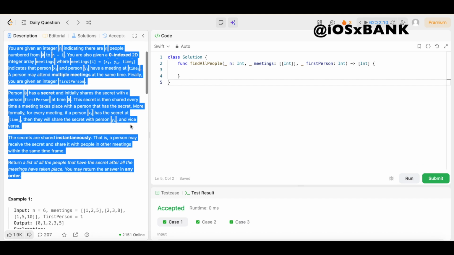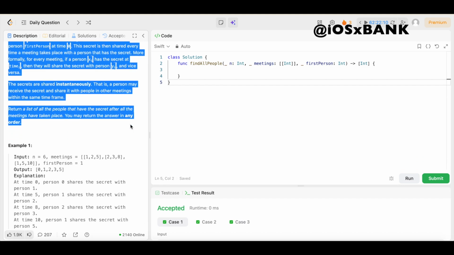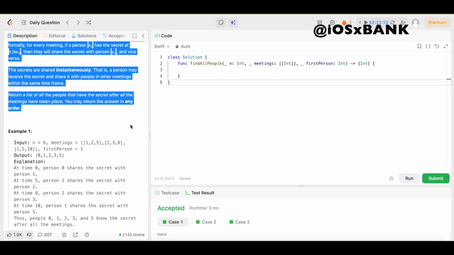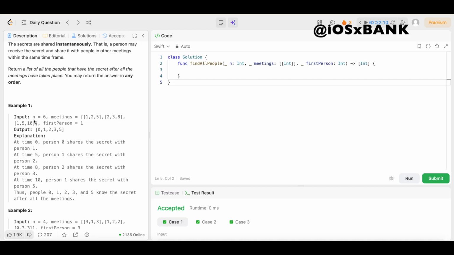All right, y'all, so that may seem a little bit confusing at first. So let's take a look at these examples just to make sure that we are doing this problem correctly. In example 1, we have our input n equals 6, meetings equals a 2D array of integers: the first array is 1, 2, 5, the second array is 2, 3, 8, and the third array is 1, 5, 10, and firstPerson equals 1. The output is an array of integers 0, 1, 2, 3, and 5.